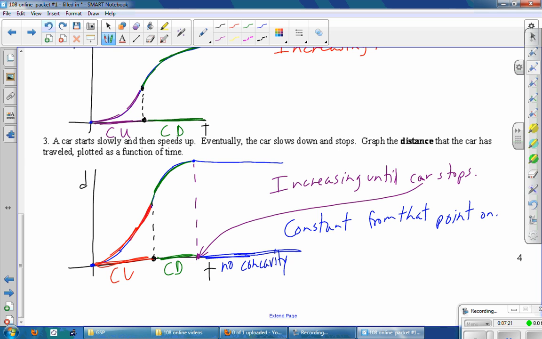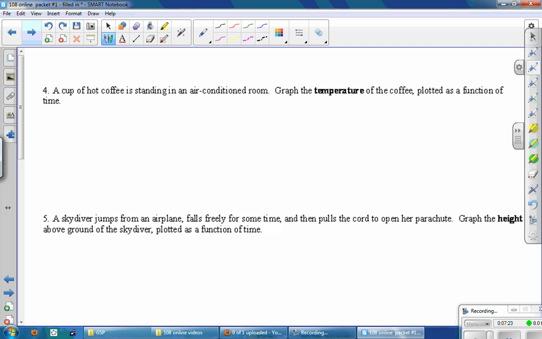Moving on to the next page. Number 4. A cup of hot coffee is standing in an air-conditioned room. Graph the temperature of the coffee plotted as a function of time. Temperature over here, time down below, temperature of the coffee. So presumably the coffee is pretty hot in the beginning, so we'll give it some high temperature right there. That's the initial temperature.